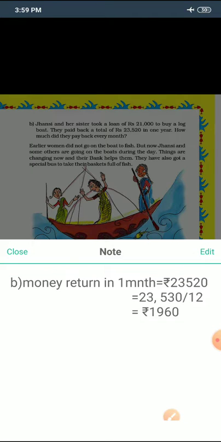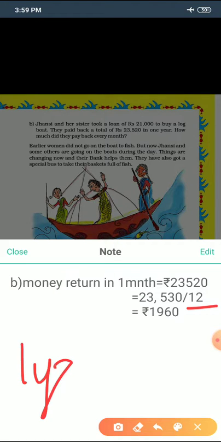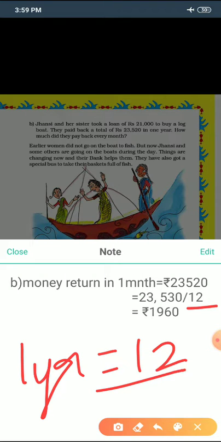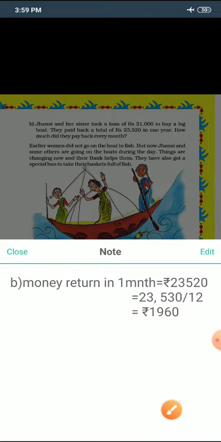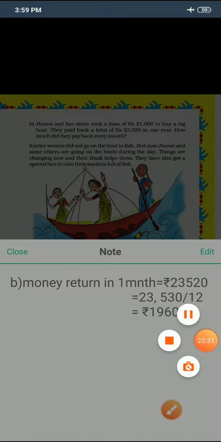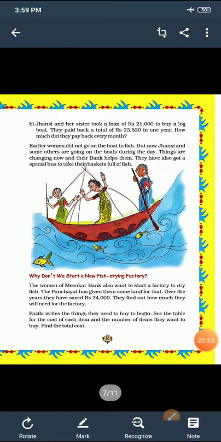So for this you can divide this amount by 12. Why by 12? Because they have returned that in 1 year, and in 1 year how many months are there? 12 months are there. So when we will divide this by 12, we will get the answer 1960. Means in 1 month they have returned 1960 rupees.